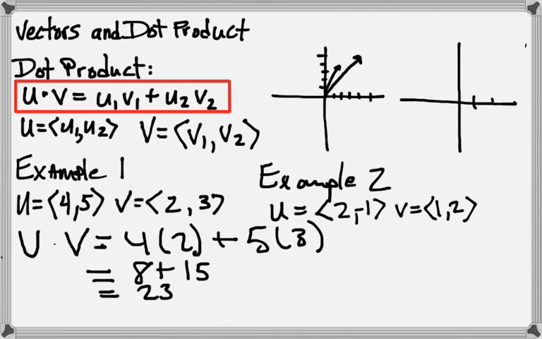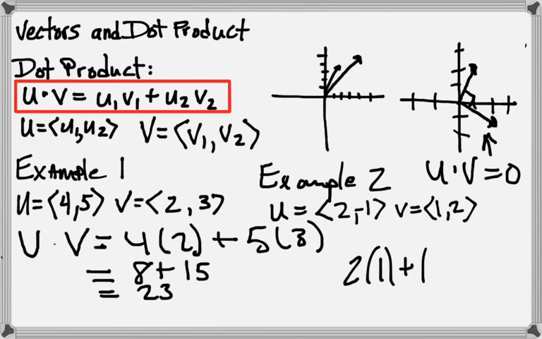But if you look at the second ones, you can see u dot v equals 0. And so you get 2 times 1 and then negative 1 times 2, which would give you 0, showing you that those two vectors are, in fact, perpendicular to each other.